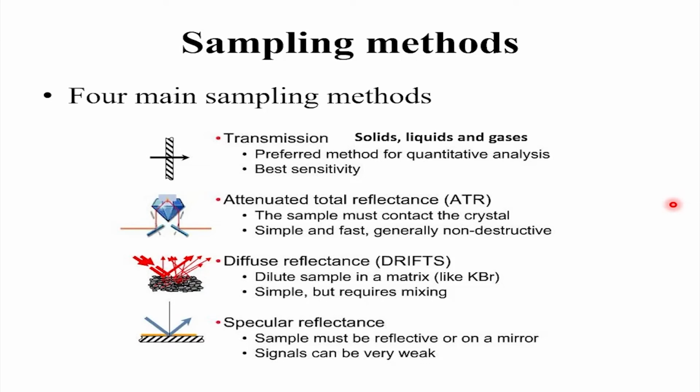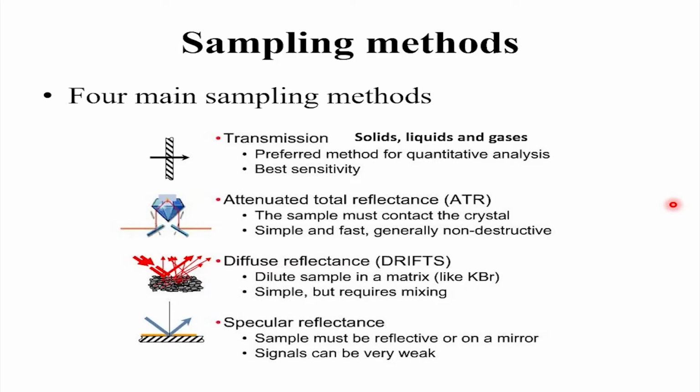Let us discuss a few of the sampling methods here. Depending on what kind of sample you have, you have to choose different modes in an FTIR. If you have a sample on a transparent substrate, you can place the sample directly in the beam path and get the data. That is called transmission mode. The light passes through your sample, reaches the detector, and you record the spectrum.